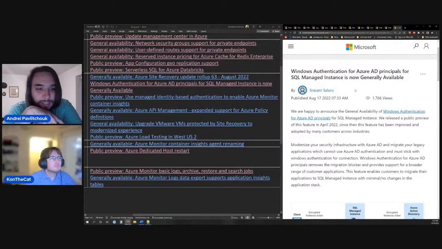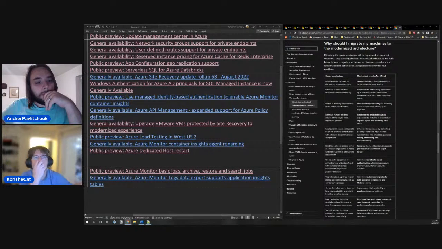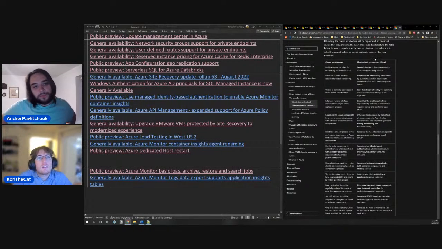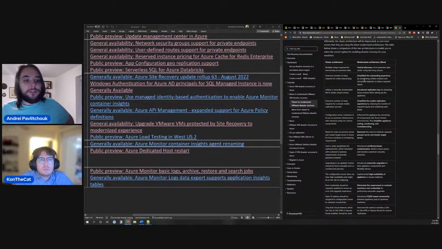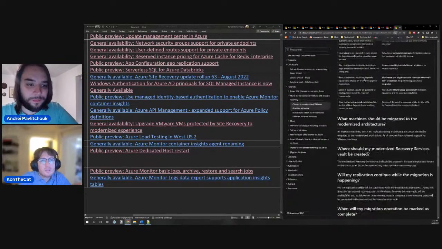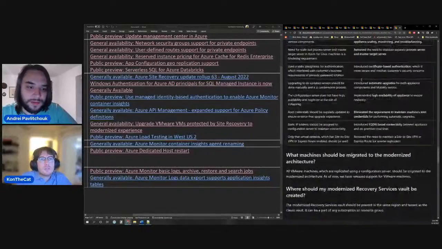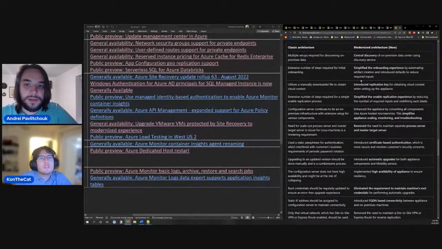General availability, oh yeah, upgrade VMware. I wanted to see this in more detail because they have some kind of a comparison here. So, what do we have? I can't read that all. But yeah, if you can let us know. I'm going to try to summarize this real quick. There's a summary table here. So this is what we care about.